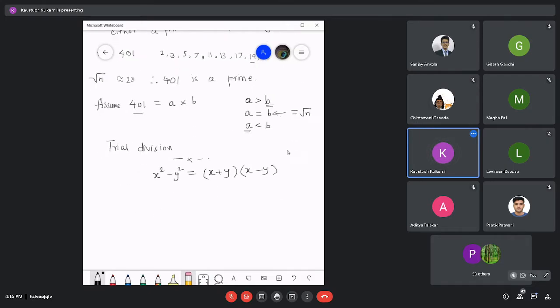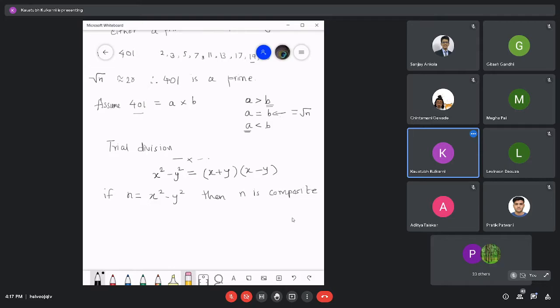Okay, so any number, if you can express it as a difference of two squares, then it is composite. If n is equal to a difference of two squares, x square minus y square, then n is composite, and these are the factors. n is composite, okay, not prime.